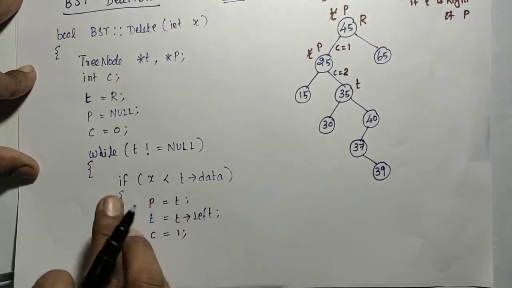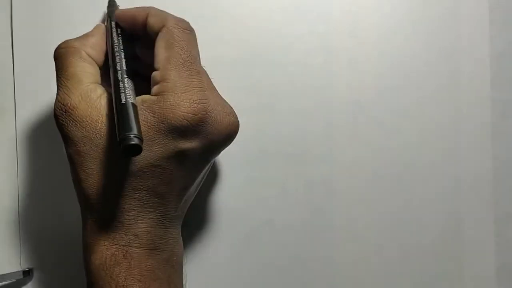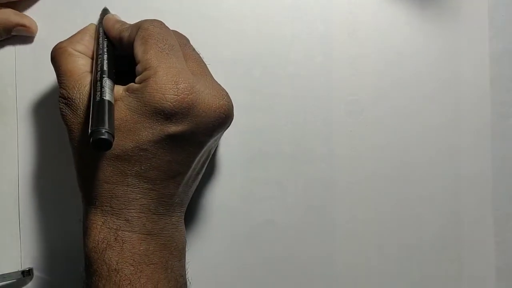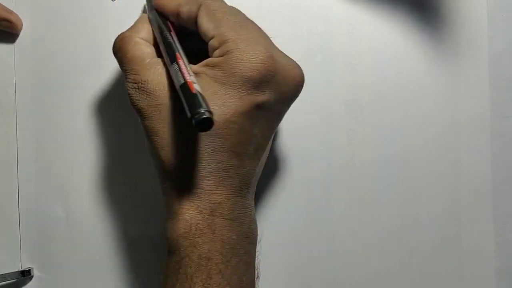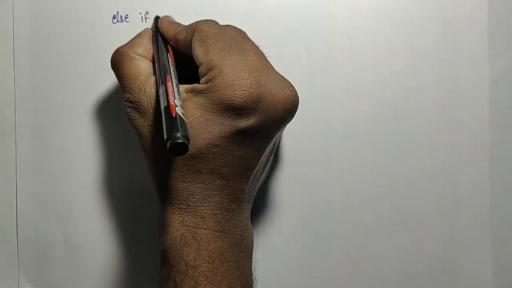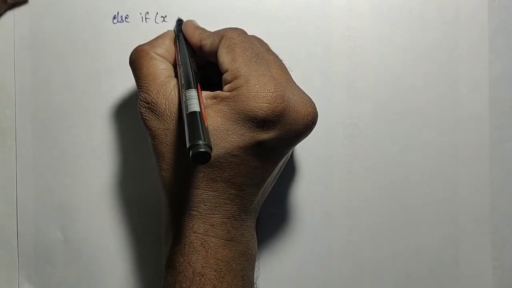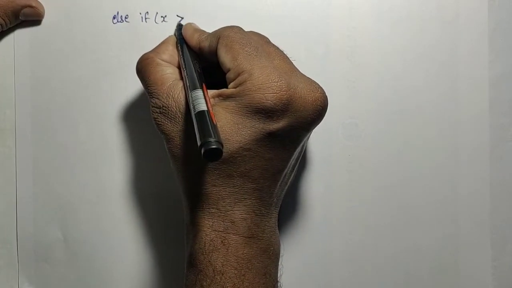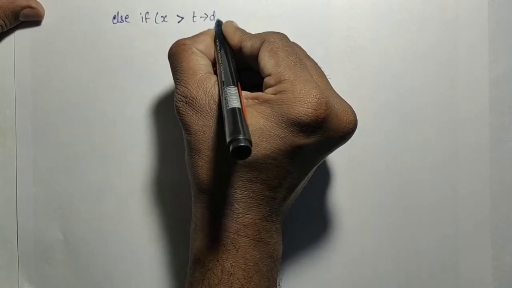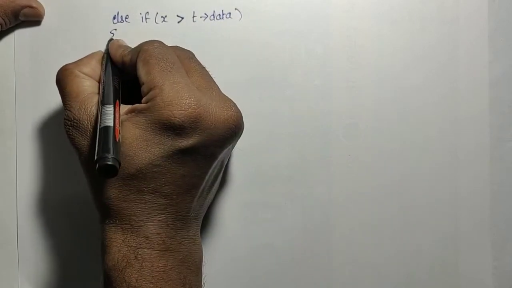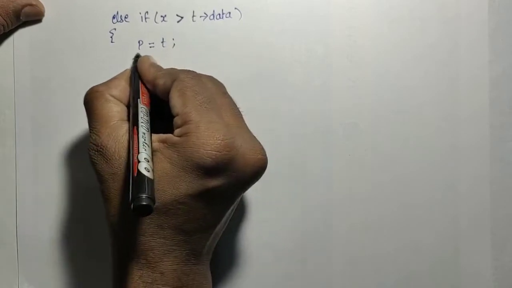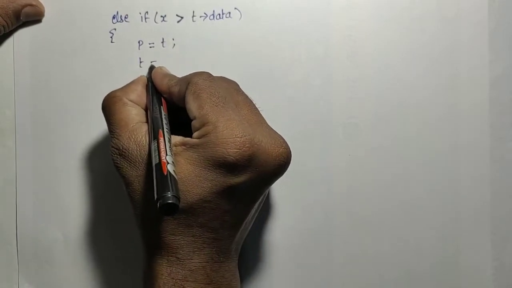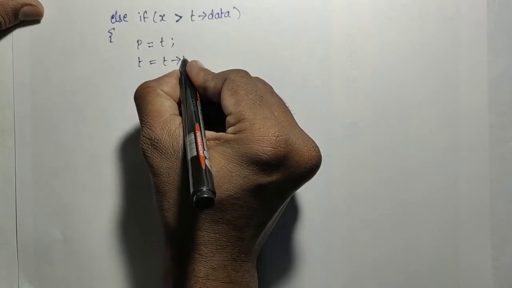The next case: else if x is greater than the t of data, I need to move that x to the right side. So the current p has to be updated. Current t will be set as the parent, and t equal to what? It has to be moved to the right side: t of right.